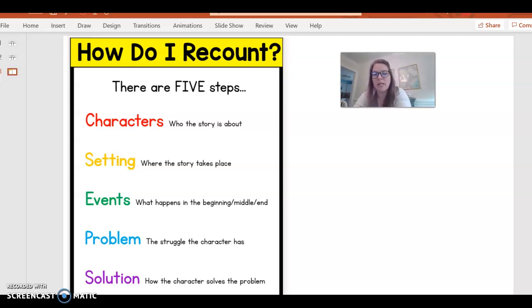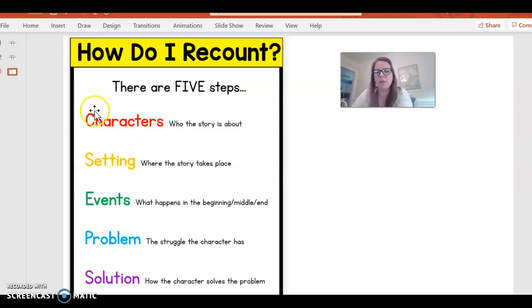All right, scholars. So in this lesson, we are still talking about plot and we're still talking about character, setting, and our events in the story. But today we are going to add the problem and the solution. So let's look at this anchor chart that is right here on our screen, and let's just go through each of these steps, and then we're going to practice.